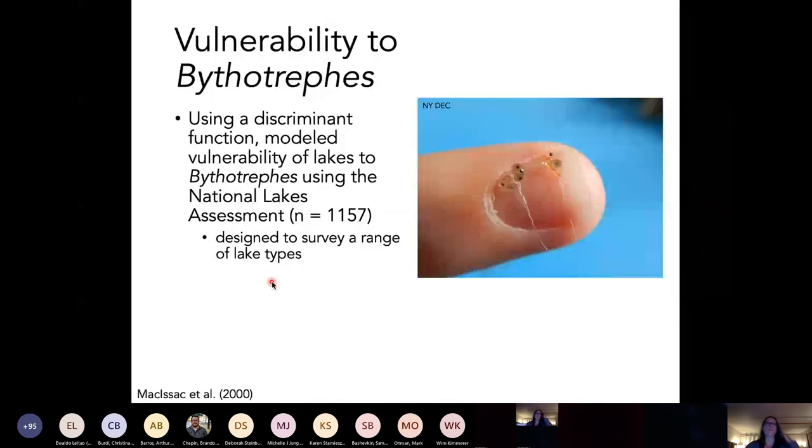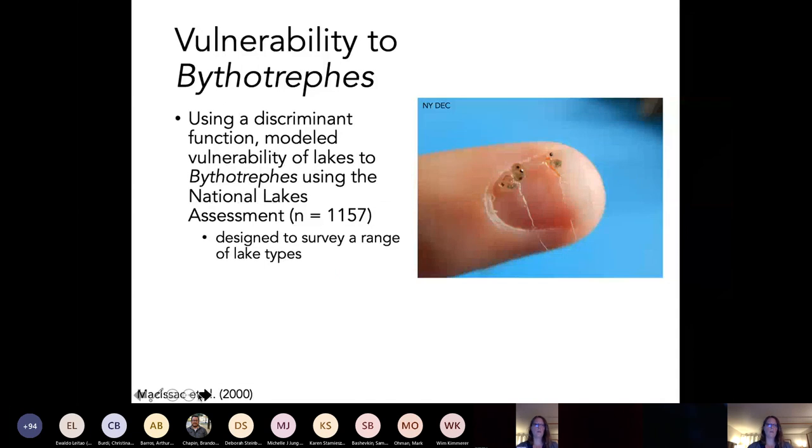So one of the big questions with invasive species is, can we predict where they are going to establish? I modeled the vulnerability of lakes across the US to Bythotrephes invasion using a discriminant function model from Hugh MacIsaac, who has done great work looking at invasions in the Great Lakes and beyond. I did this using the National Lakes Assessment from the US EPA, a massive survey of almost 1,200 lakes. These lakes were chosen from a statistical design meant to survey a range of lake types and be representative of lake types in that region. So it's a perfect data set for this type of question.